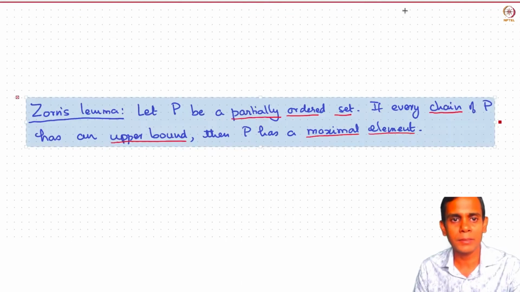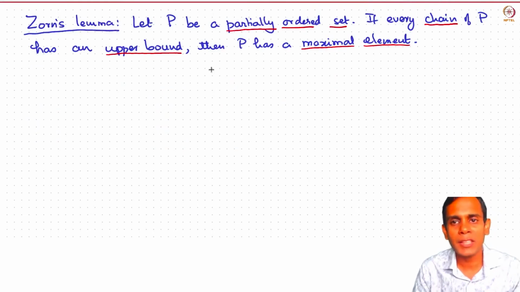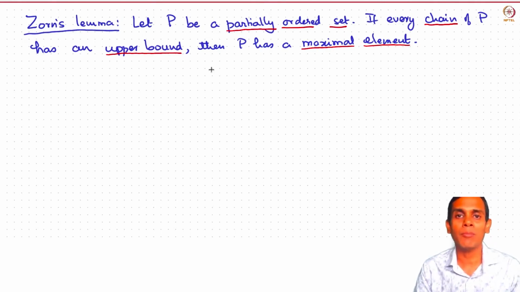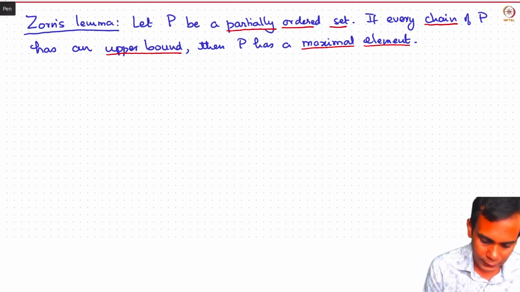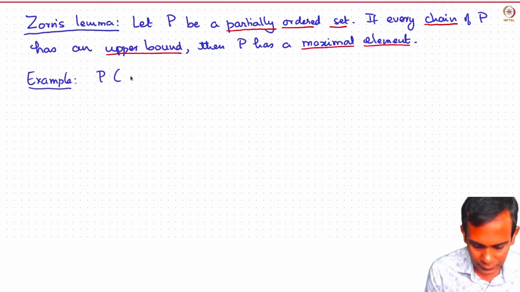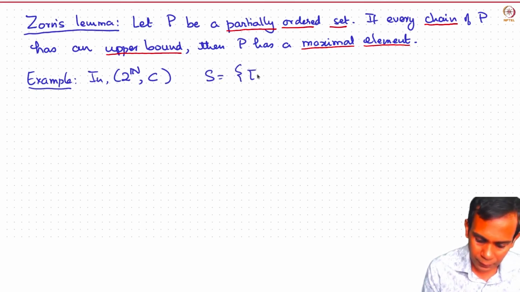So now we know all the terms that appear in the statement of Zorn's lemma. If P is a partially ordered set where every chain has an upper bound, then P has a maximal element. Let's look at an example where the hypothesis of Zorn's lemma does not hold and the conclusion doesn't either. So take, for example, P to be the power set of natural numbers under containment, and let's take S to be [n], where n is a natural number.